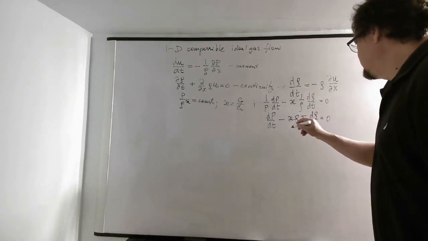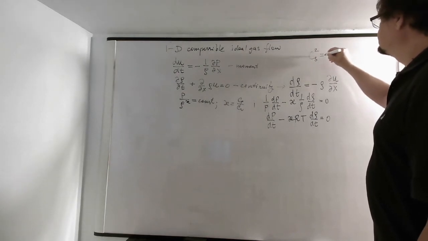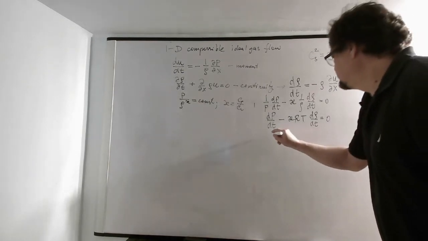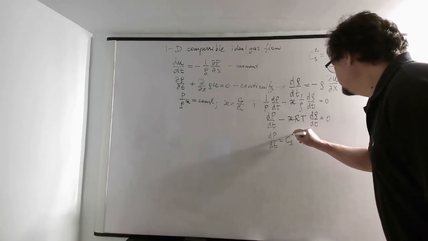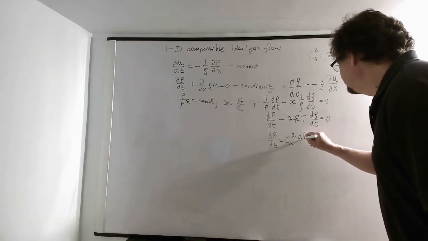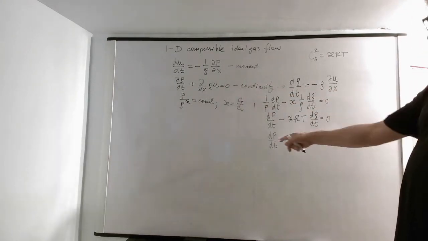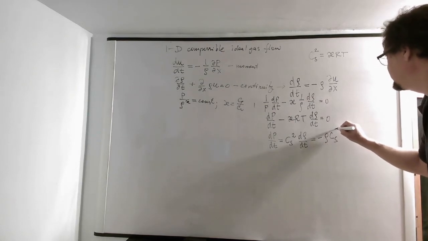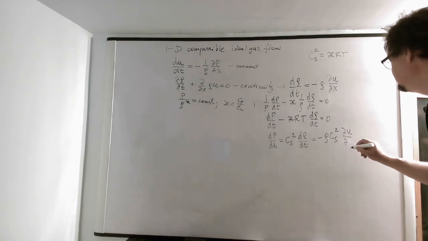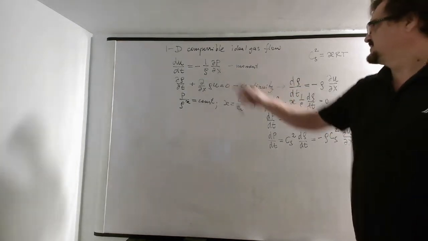Now kappa RT is the speed of sound squared. So we have dp/dt equals c_s squared d rho/dt. This is a nice relationship. So we can actually replace this equation with this equation. If we substitute this, we have minus rho c_s squared du/dx. So now we have some symmetry here with this equation.